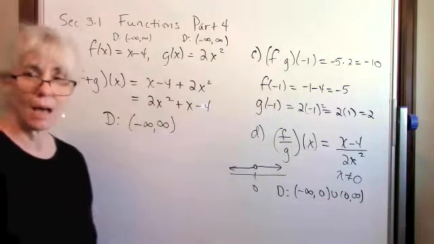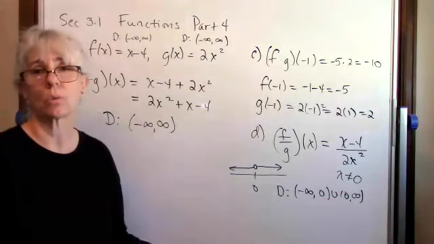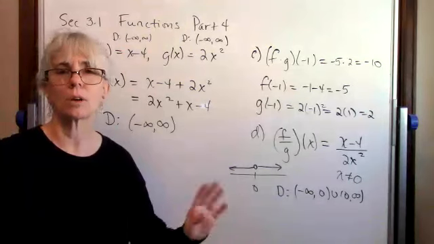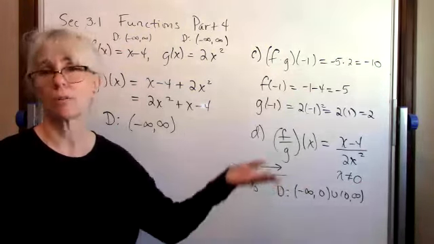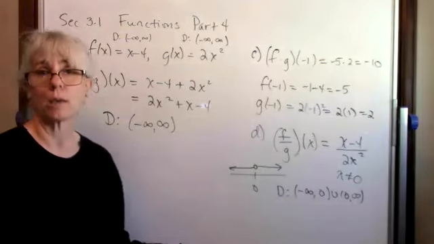And that's how we combine functions together. And you do this a lot in the real world, especially in the business world. You guys come in and find a profit function, which is a revenue function minus a cost function. So there's a real life example of why you would need to be able to do this.